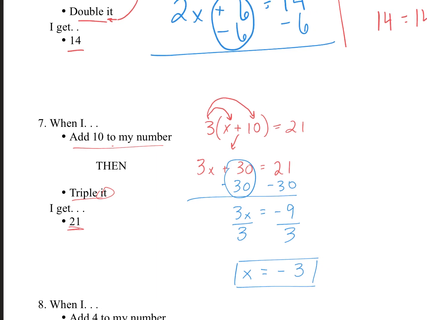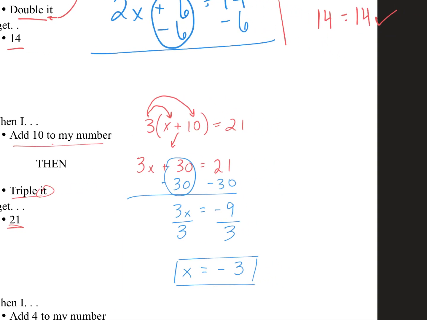All right, and then once again, I'm going to go through and check my solution quick. So I'm going to take that original equation I wrote at the very start of the problem, 3 times (x plus 10) equals 21, and I'm just going to replace that x with my -3. So it's going to be 3 times (-3 plus 10) equals 21. I'm going to do what's in parentheses first, so -3 plus 10 first. -3 plus 10 is 7.